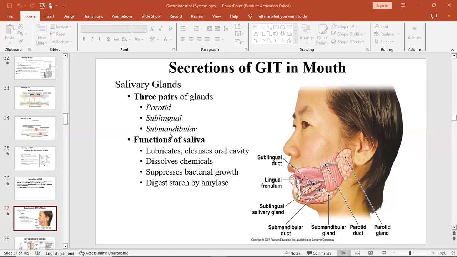Then also, it's able to begin the digestion of starch by producing an enzyme known as salivary amylase. This is able to break down starch. Also, there's another enzyme that is going to be produced, known as lingual lipase, by the Ebner's glands. So this lingual lipase is where fat digestion begins from. All right. Let's go to the next slide.